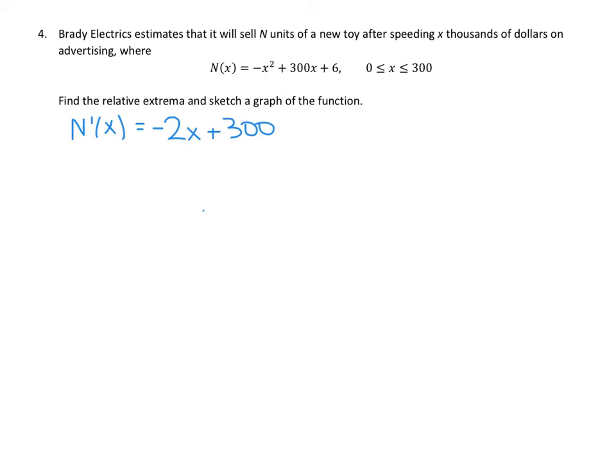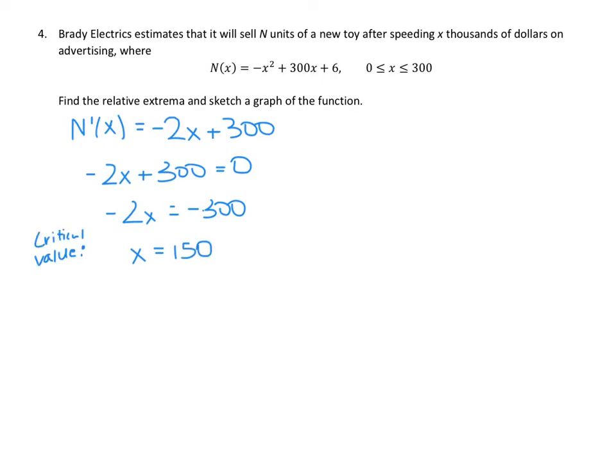Setting the first derivative to 0, we have negative 2x plus 300 equal to 0, and then solving for x. Subtract 300 from both sides and then divide both sides by negative 2. So we get x equal to 150 as our critical value.